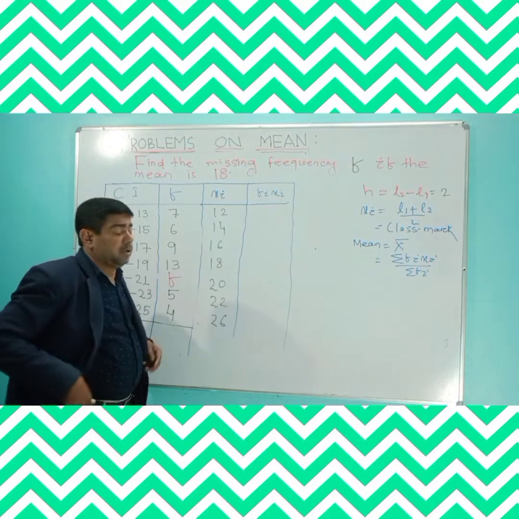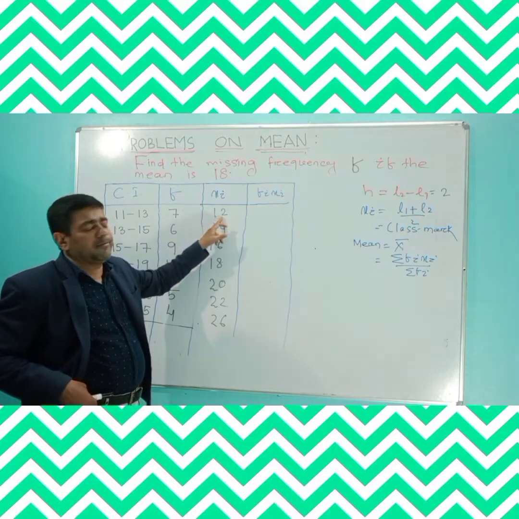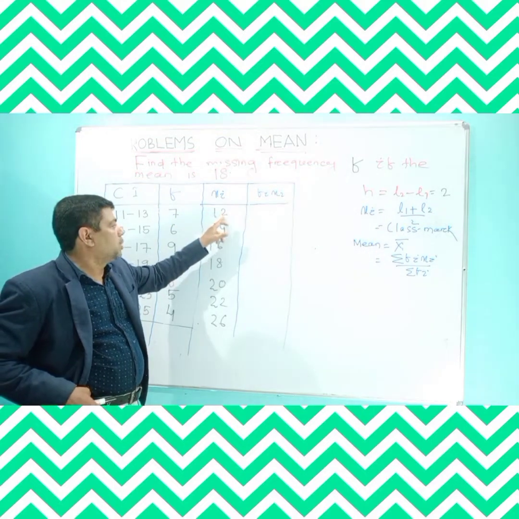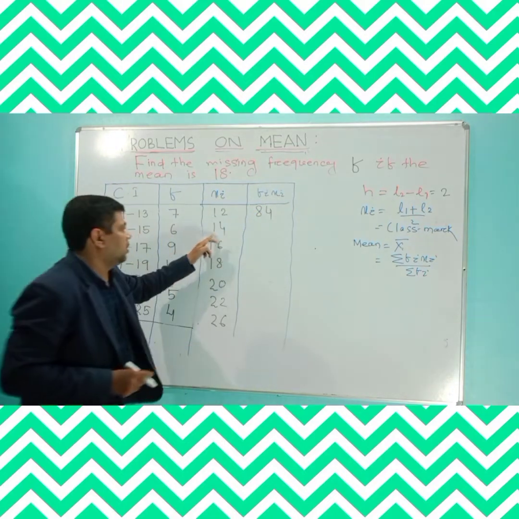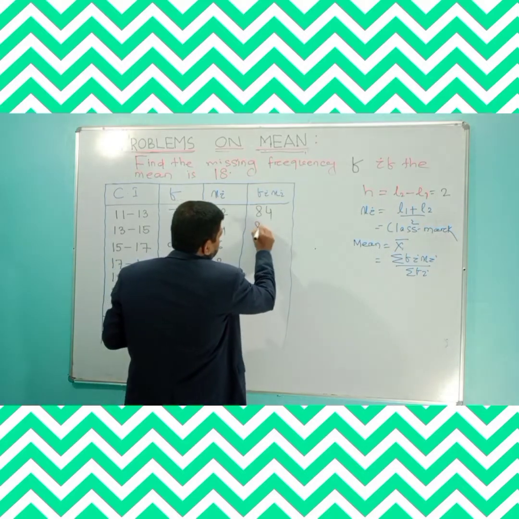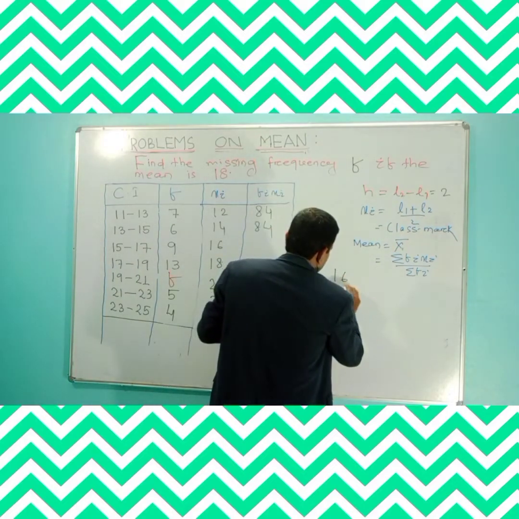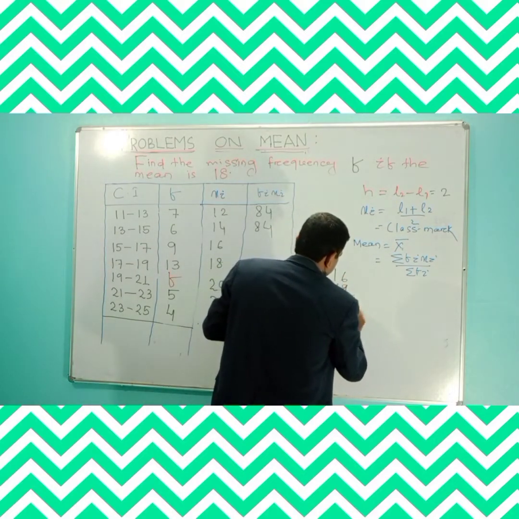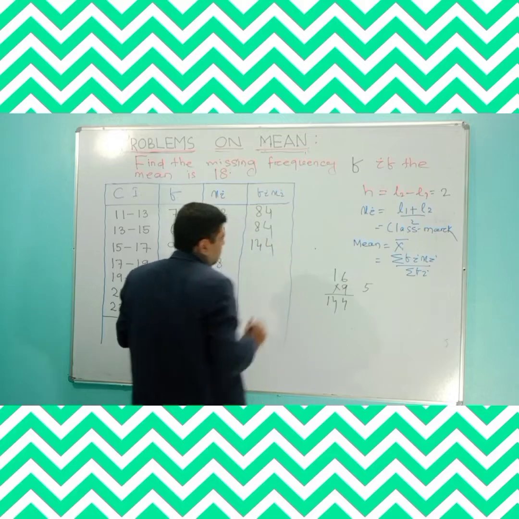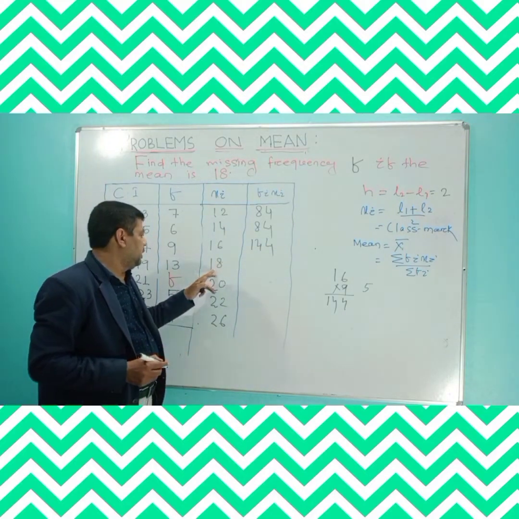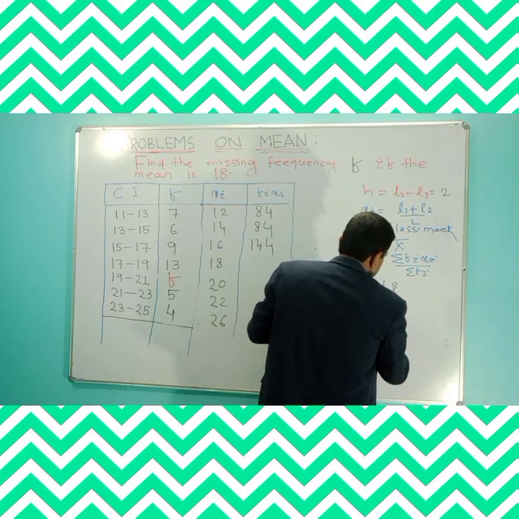Understand or not? Okay. Then you multiply fi and xi. Here f1 is 7 and x1 is 12. 12 times 7 is 84. Similarly, 14 multiplied by 6 is also 84. Then 16 into 19. How much is 16 times 19? Use the rough copy. 9 times 6 is 54, 4 carry 5. 9 times 1 is 9 plus 5 is 14, which is 144. Yes or no?